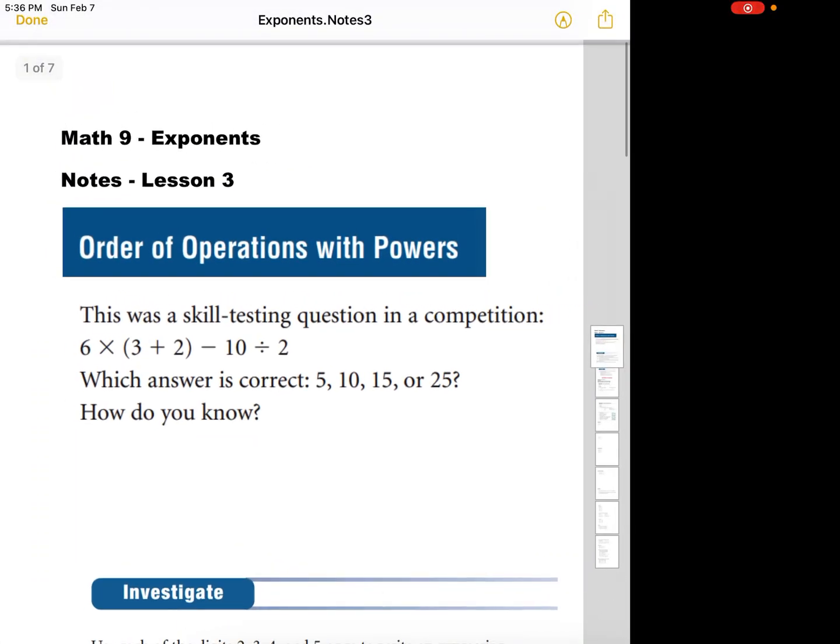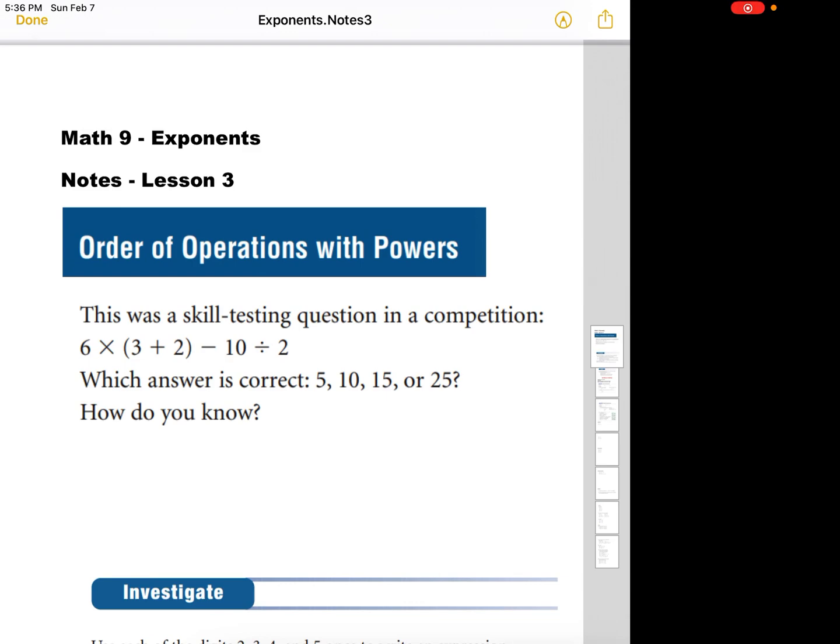Okay, so this video, we're talking order of operations with powers. We've already talked about this today, but this is just to see how we're doing with it. So, second opportunity. This was a skill testing question in a competition.